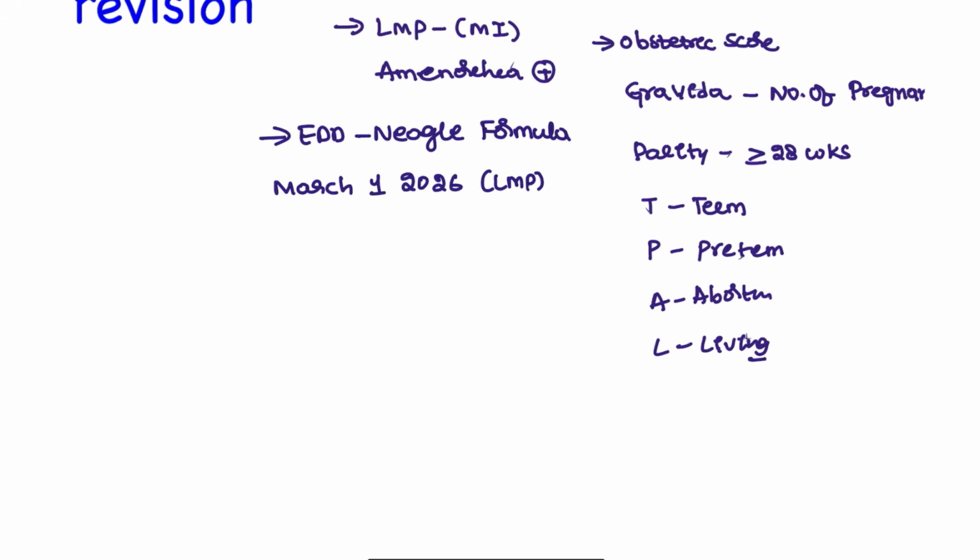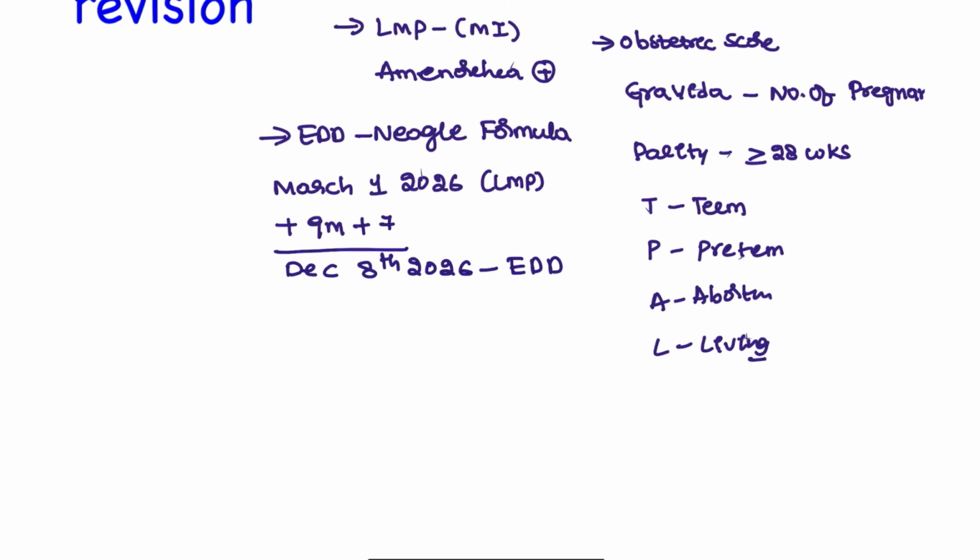So we have to add 9 months plus 7 days to the date, and automatically you will be getting the next year. So how much will it be? 3 plus 9, it is going to be December, and 1 plus 7, it is going to be the 8th. So 8th December 2026 is the patient's expected date, the EDD.